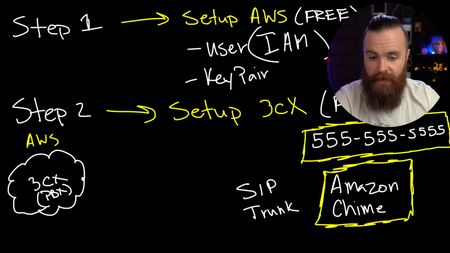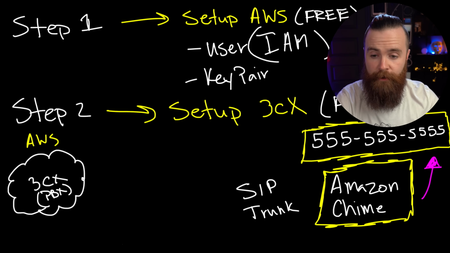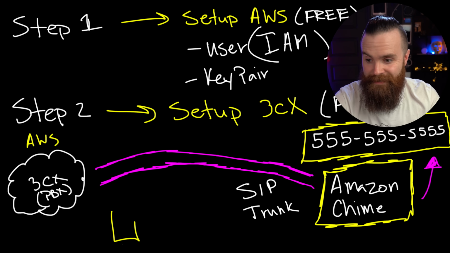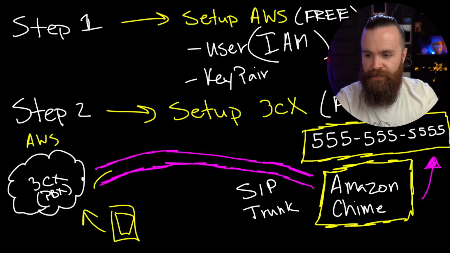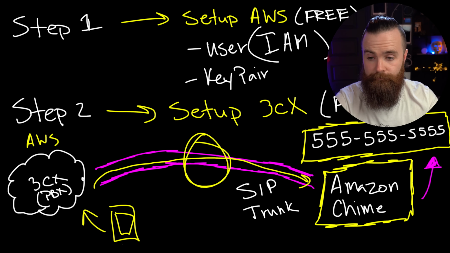So here's what I'll do. I'll set up my Amazon Chime account on Amazon. I'll buy my number, which is super easy to do, takes seconds. And then I'll create and configure my SIP trunk, which will be a connection between Amazon and my 3CX PBX. So whenever I want to place a business phone call over my business phone system, it'll go from 3CX over my SIP trunk to Amazon Chime to the PSTN, or the Public Switched Telephone Network. So let's set this up right now.